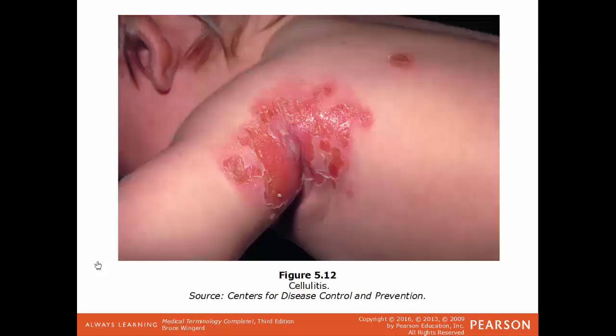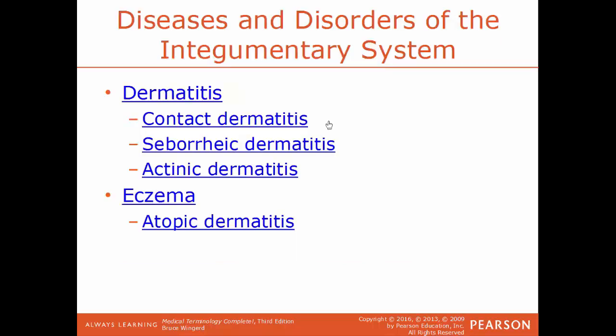Here's an image of cellulitis. The red, swollen areas here. These would usually be tender and very warm to the touch, all due to a bacterial infection. Dermatitis. This is a very generic term that basically covers an inflammation of the skin.